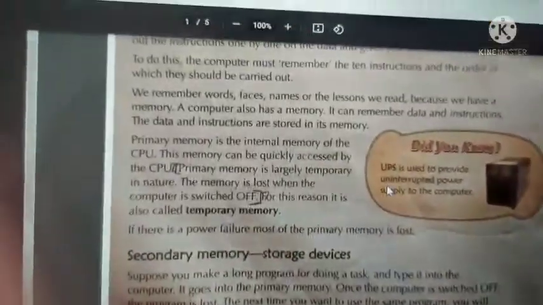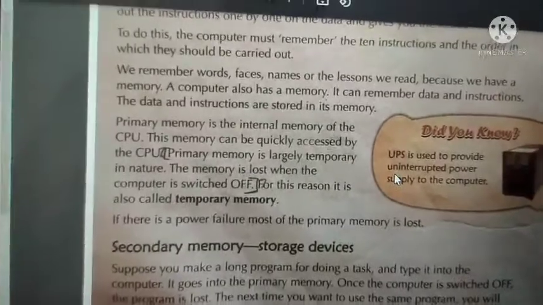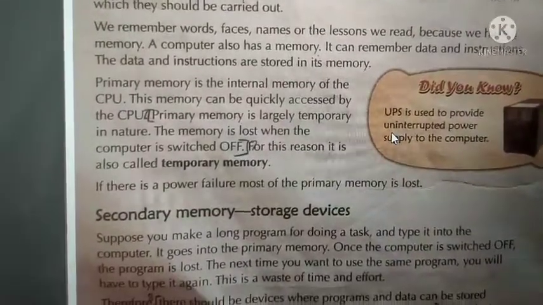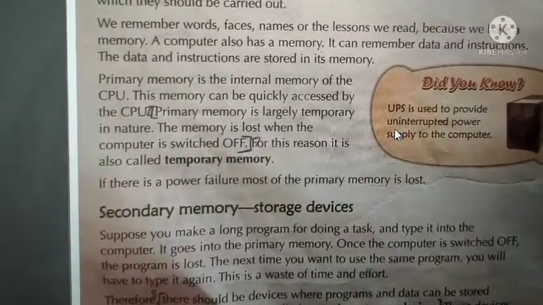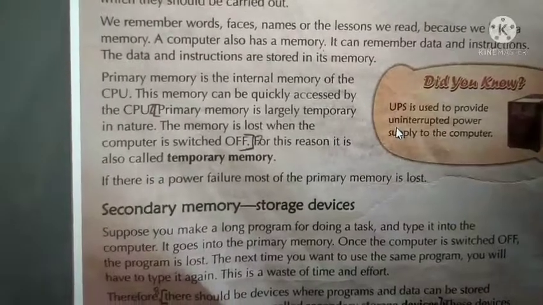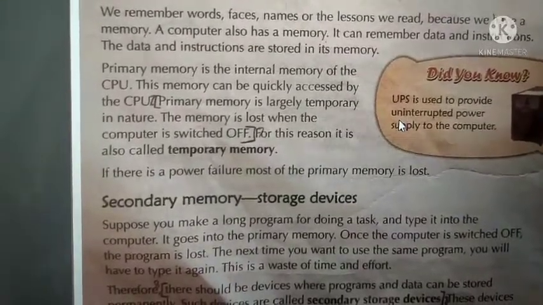That's all. Okay. Primary memory is the internal memory of the CPU. This memory can be quickly accessed by the CPU. Primary memory is largely temporary in nature. The data in primary memory is lost when the computer is switched off. For this reason, it is called temporary memory.